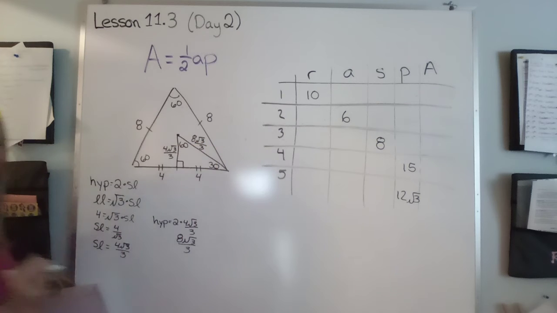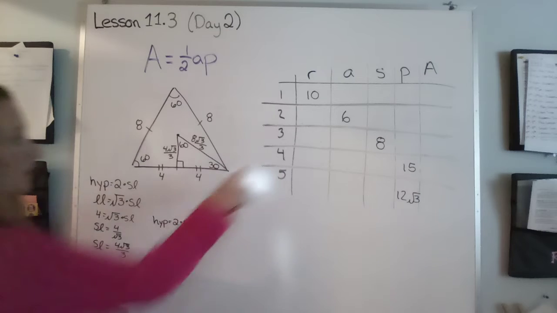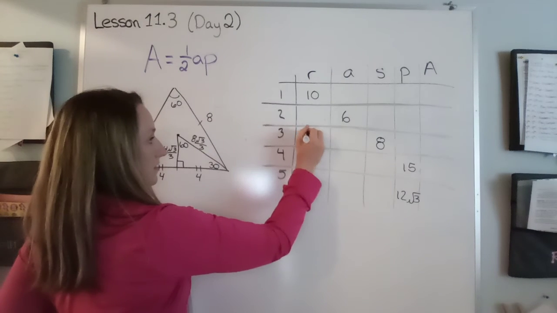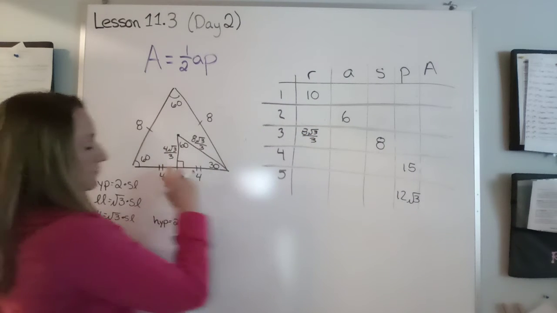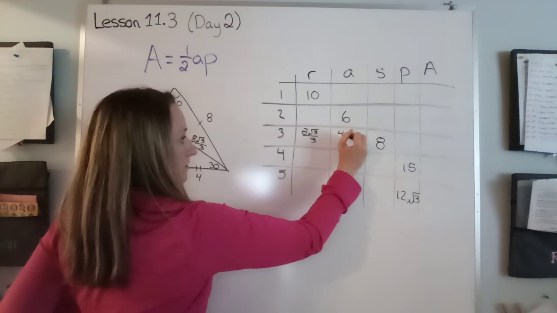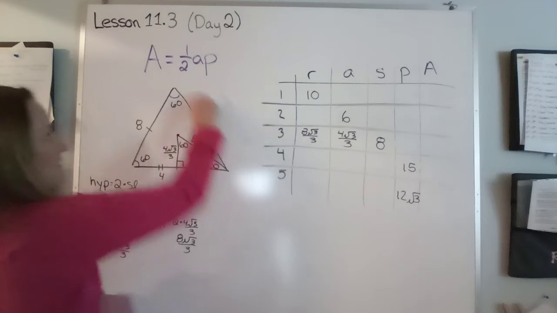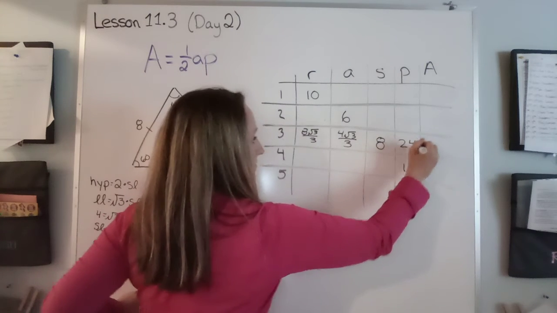I have enough information to fill in the table now. My radius is 8 root 3 over 3. My apothem is 4 root 3 over 3. My perimeter, while all three sides are 8, 8 times 3 is 24.